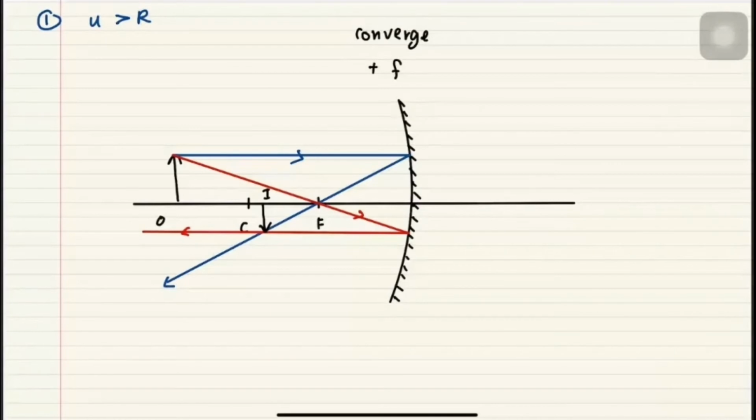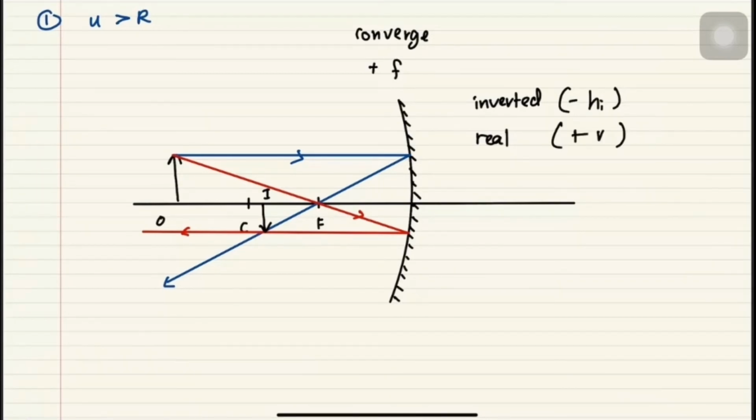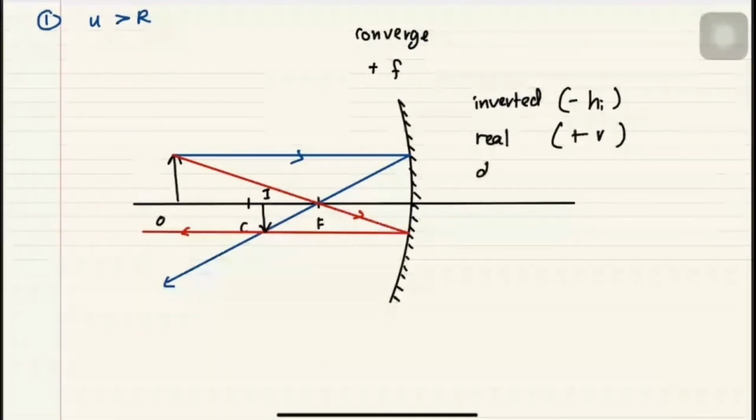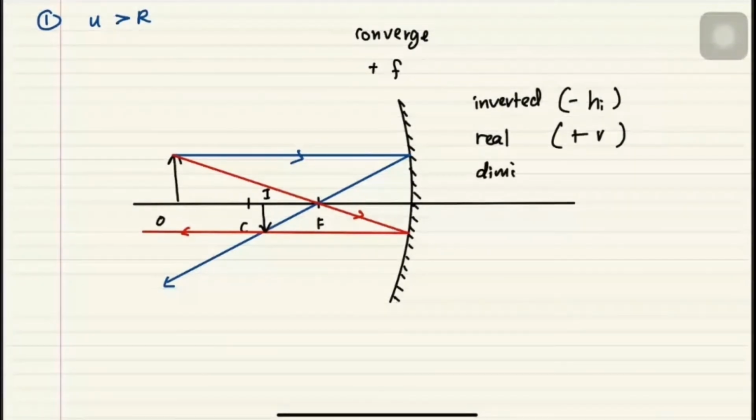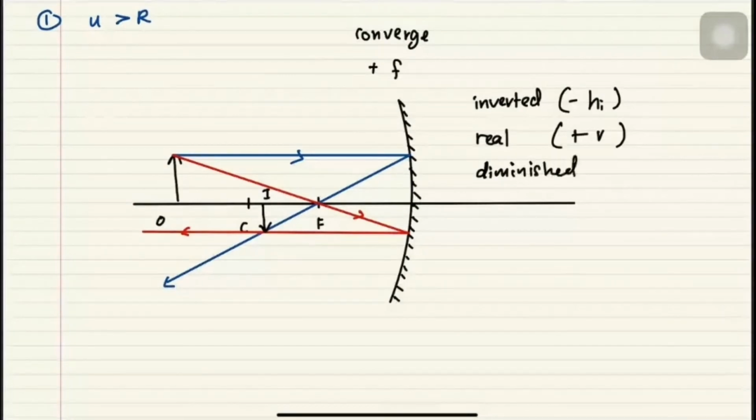Inverted. Okay, good. So if inverted, is H_I positive or negative? Negative. Okay, very good. So how about real or virtual image? Real, sir. Okay, very good. And so V will be positive or negative? Positive. And then the last one, magnified or diminished? Diminished, sir. So M will be less than 1.